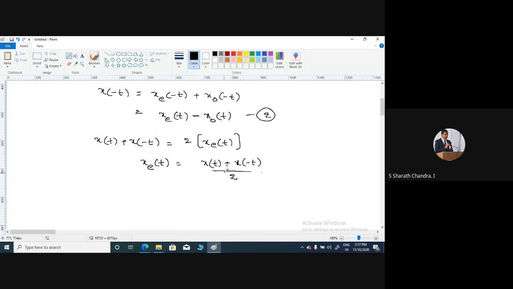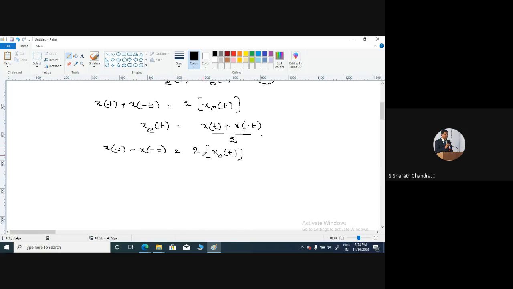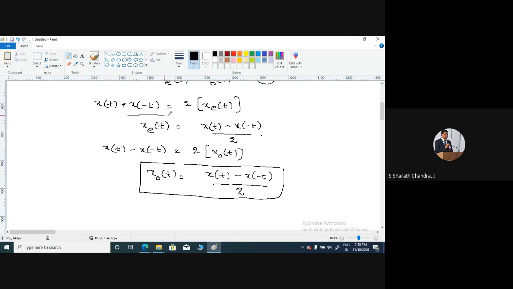Similarly, if we subtract equations 1 and 2 instead of adding, x of t minus x of minus t is equal to 2 times xo of t. You could see that xe of t plus xo of t minus xe of t plus xo of t, so xe of t gets cancelled and we are left with 2 times xo of t. And xo of t can now be evaluated as x of t minus x of minus t, divided by 2. This equation gives us the odd component of the signal, whereas the previous equation gives you the even component. When added together, xe of t plus xo of t results in x of t itself.